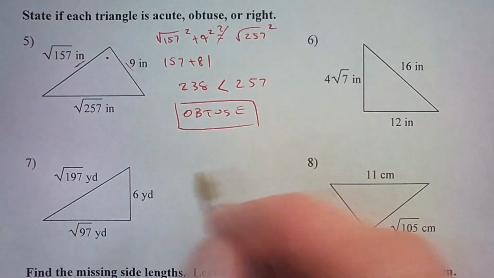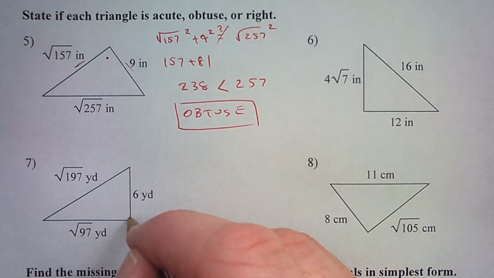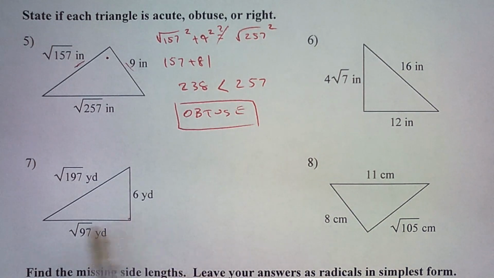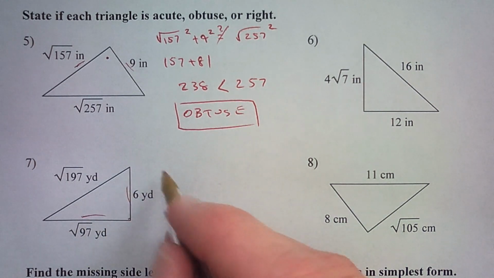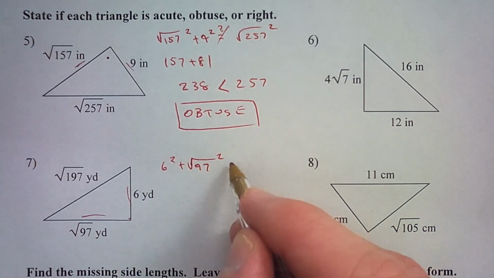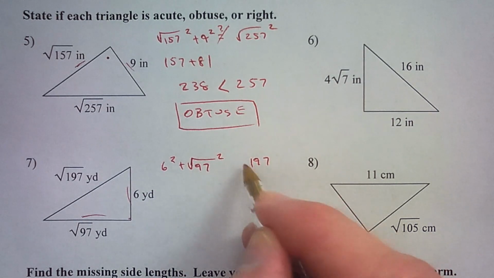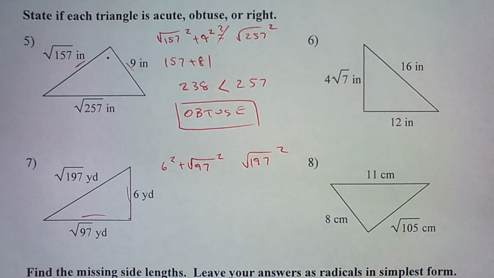Okay, number 7, we have a right angle possibly right here. So I'll count these as what would be the legs. So there's 6 squared plus the square root of 97 squared. And I will compare that to the square root of 197 squared.